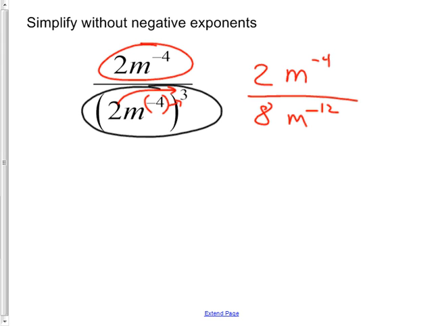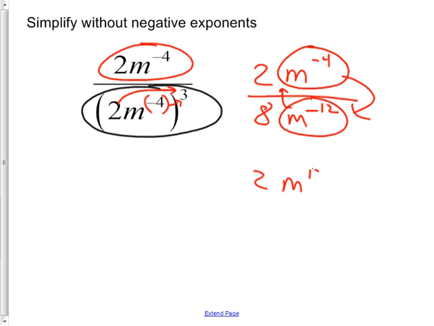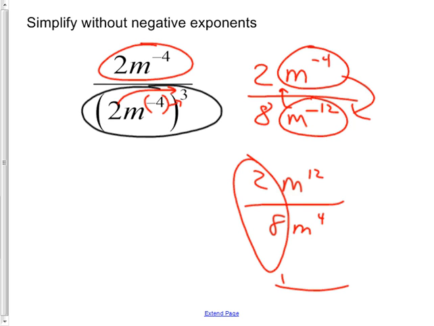Now I can move these guys and make them happy. These guys want to go down, and these guys want to go up. So now it's 2m to the 12 over 8m to the 4th. Now I can do my final simplifying. Now it's just like the kind I'm doing on the top. This becomes 1 over 4. And then the m to the 12, m to the 4, that's going to simplify down with a bunch of m's left on top. M to the 8th on top, I think. Do you agree? Okay.